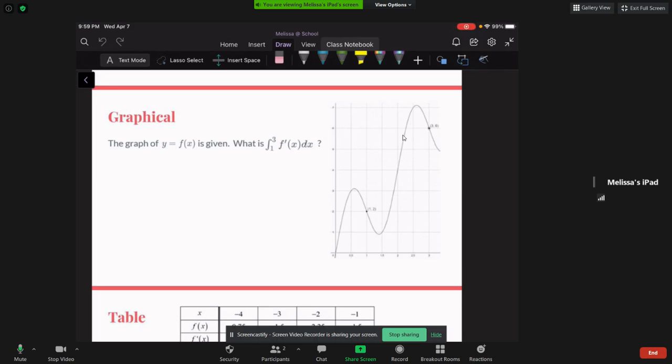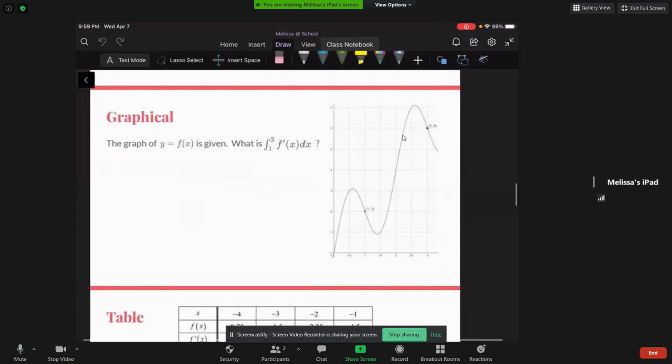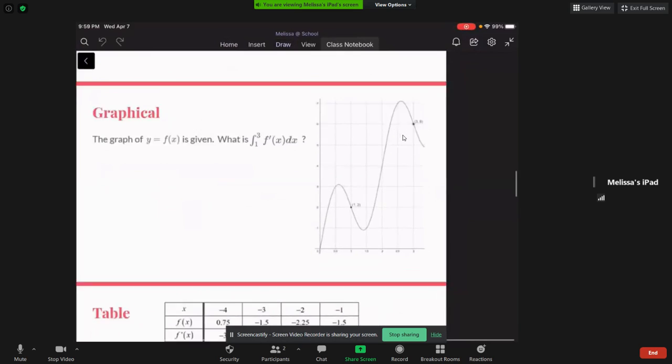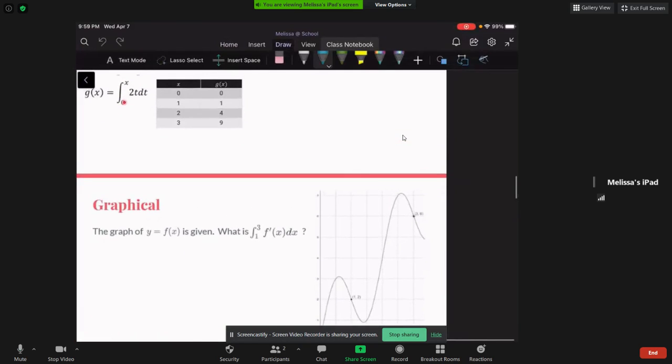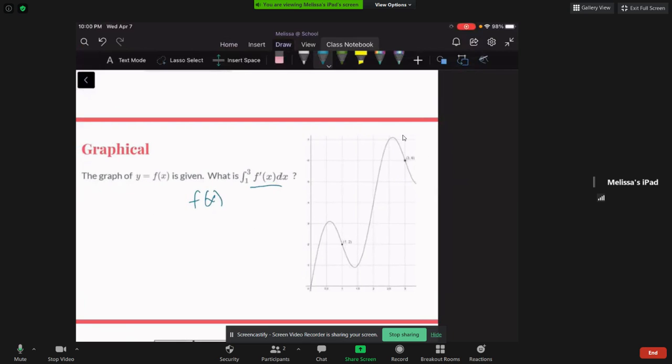So we said before that when we're using this fundamental theorem, it means that you're looking for the antiderivative of your function. So that means we're looking for the antiderivative of f prime of x, which is just going to be f of x. And that's the graph that we're given. This graph that we're given is y equals f of x. So when we're looking for how to evaluate at our limits, we're looking for f of 3 minus f of 1.